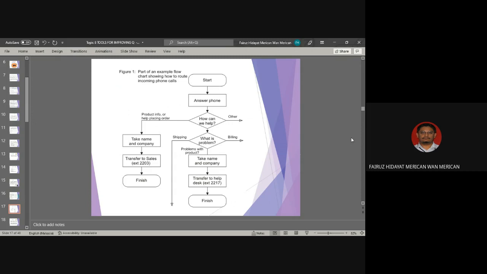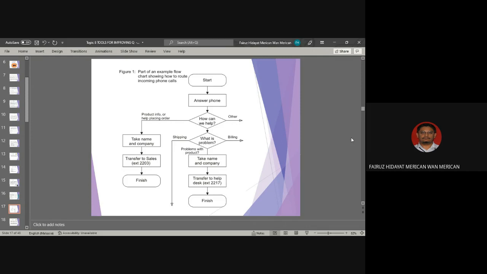And then the diamond would be the decisions. Okay, so when they answer the phone, they ask the caller, okay, how can we help? So it depends on the request, or it depends on the question asked by the caller. Okay, if they say that the caller wants to know more about the product info or how to place an order, then that's when the operator has to decide which area they should redirect the caller to, or what other instructions the operator has to do.